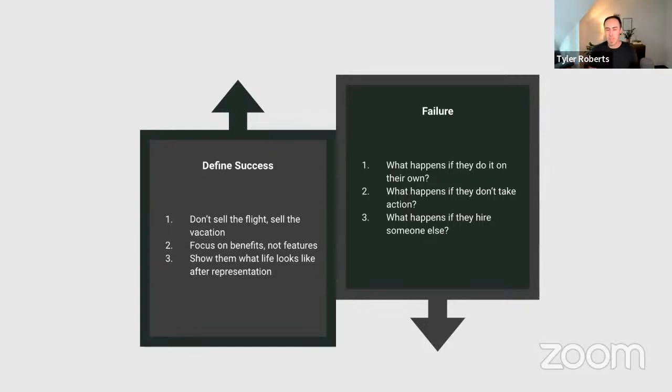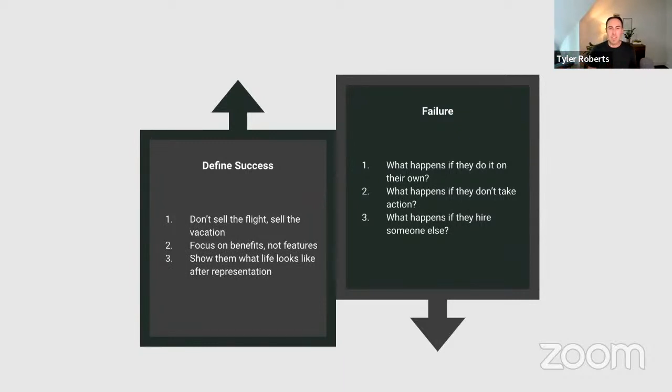You also want to look at failure. So what happens if they try to handle this on their own? Explain the pitfalls of the DIY legal process. Talk about what happens if they don't take action at all. So if they don't file a case, will the statute of limitations lapse?